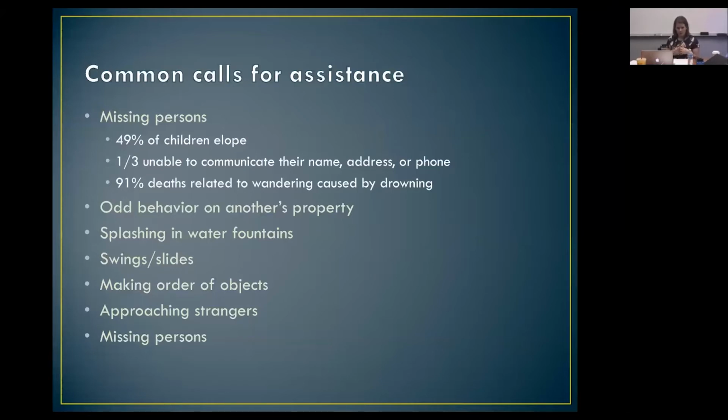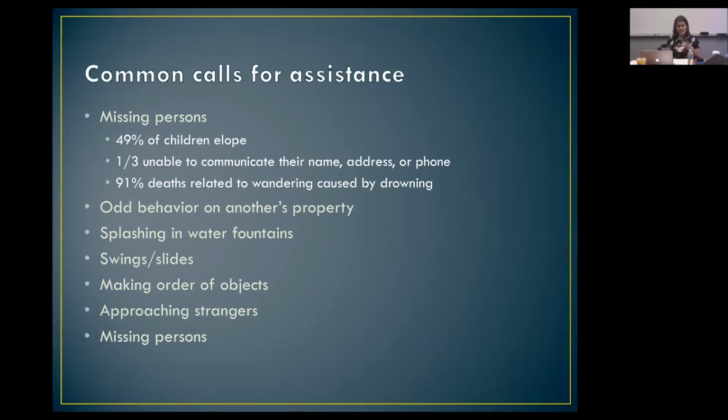Splashing in water fountains, like I said. The swings and the slides are more about that sensory stimulation for them. While it might be normal for us to see children in a playground swinging or sliding, it could be distressing to parents to see an adult with autism spectrum doing these behaviors, and so you might get calls about that.